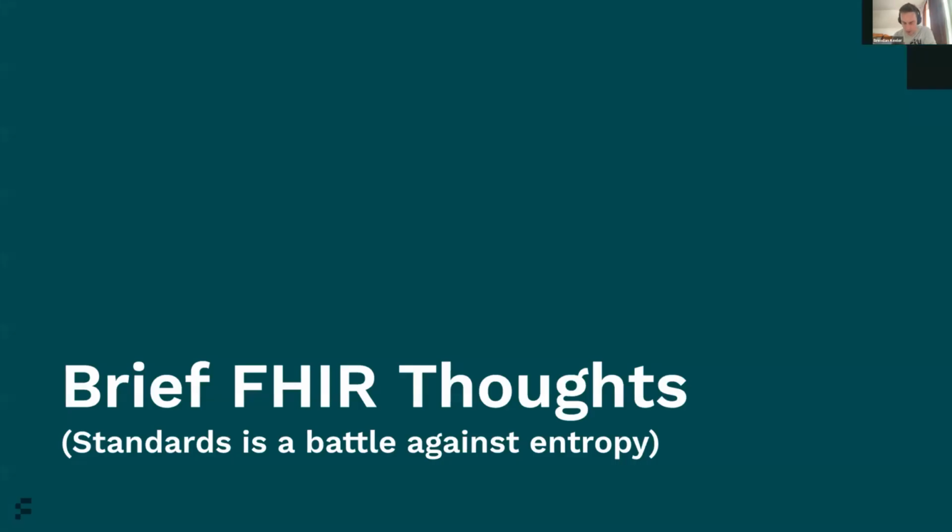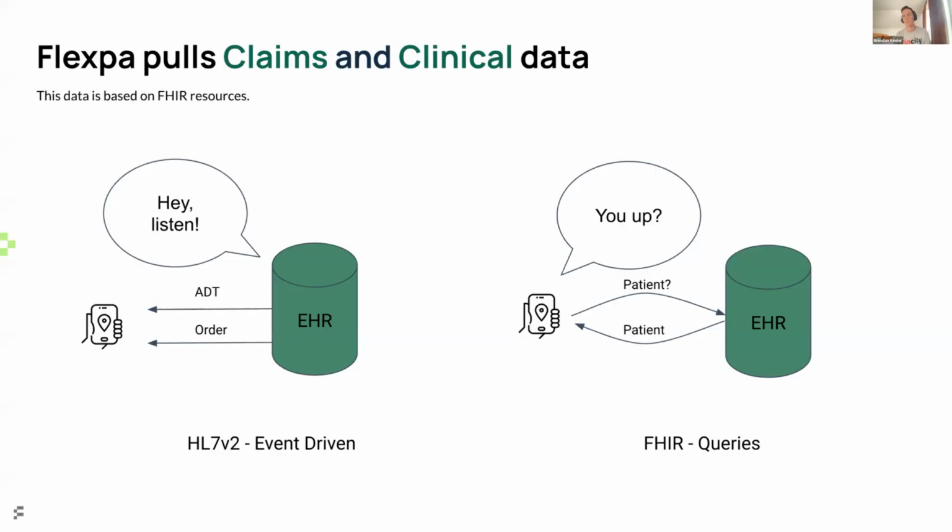So what do we think about FHIR at FLEXPA, or at least what do I think about FHIR? Standards are a battle against entropy. The standard itself battles against proprietary formats, and then you have IGs that battle one layer deeper against the entropy inherent to the standard, and so on and so forth. We continue to try to be more precise, but there's always differences. Obviously FHIR is great for query-based exchange, a big upgrade over HL7 version 2. Instead of the hey list and broadcast, it's you ask and they respond.